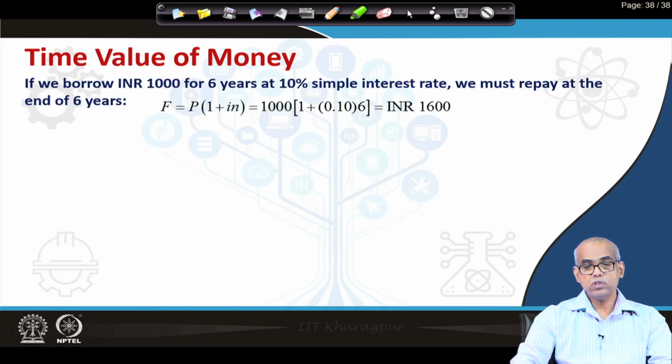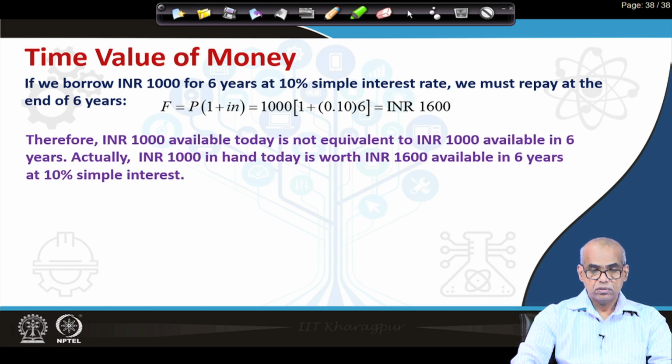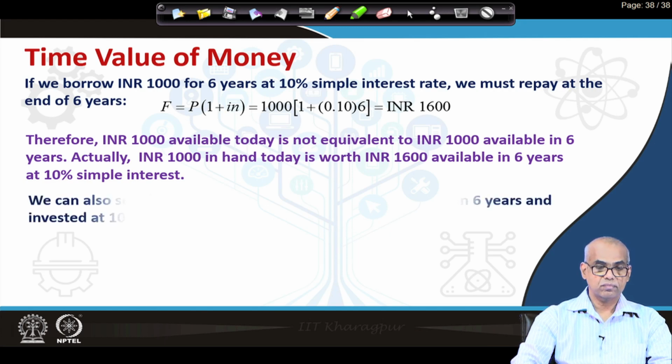If we borrow rupees 1000 for 6 years at 10% simple interest, we must repay at the end of 6 years the principal as well as the interest accumulated, which is computed as P into (1 plus i n), equal to rupees 1,600. Therefore, rupees 1,000 available today is not equivalent to rupees 1,000 available in 6 years. Actually, rupees 1,000 in hand today is worth rupees 1,600 available in 6 years at 10% simple interest.